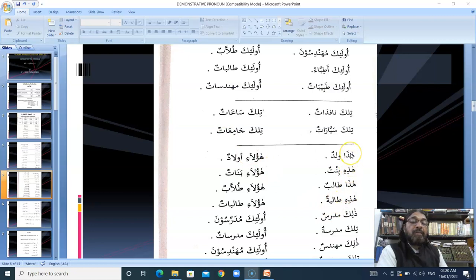Then here, in this side, singular asma'ul ishara is used, and this side plural asma'ul ishara is used. Just have a look here, you will get the idea. Hadha waladun, this is a boy. Haulai awladun, waladun singular and plural of waladun is awladun. So you have to memorize. Haulai, these are boys. Hadhi bintun, this is a girl. Haulai banatun, these are girls. Hadha talibun, this is a student. Haulai tullabun, these are students.